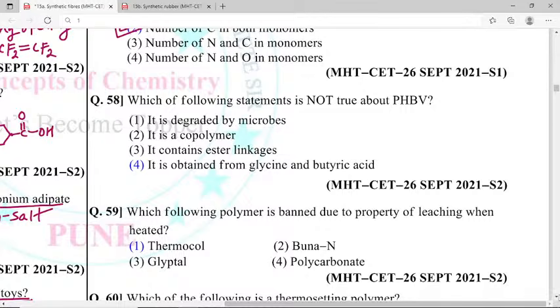Which of the following statements is not true about PHBV? PHBV stands for polyhydroxybutyrate covalerate. It is degraded by microbes. Yes, it is correct because this is biodegradable. It is a copolymer. Yes, because it has 2 different monomers. It contains ester linkage. Yes. It is obtained from glycine and butyric acid. No, it is not correct. So this is your answer, not true.